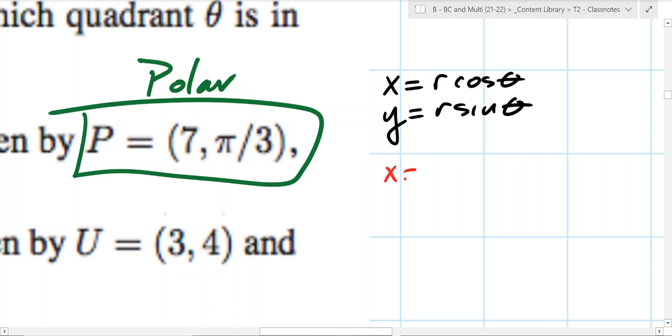So if this is in polar, how do you convert to Cartesian? What is x going to be equal to? What's the r value? 7. That's the r value, so it's 7 cosine of 5 over 3.